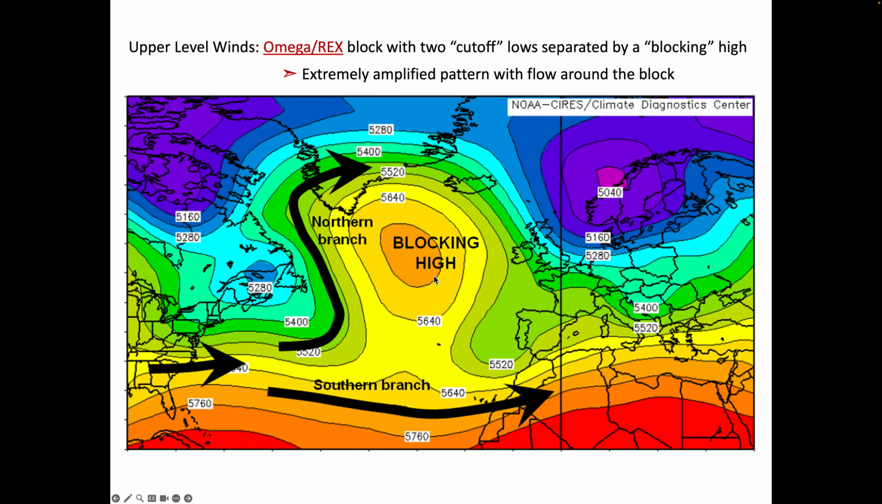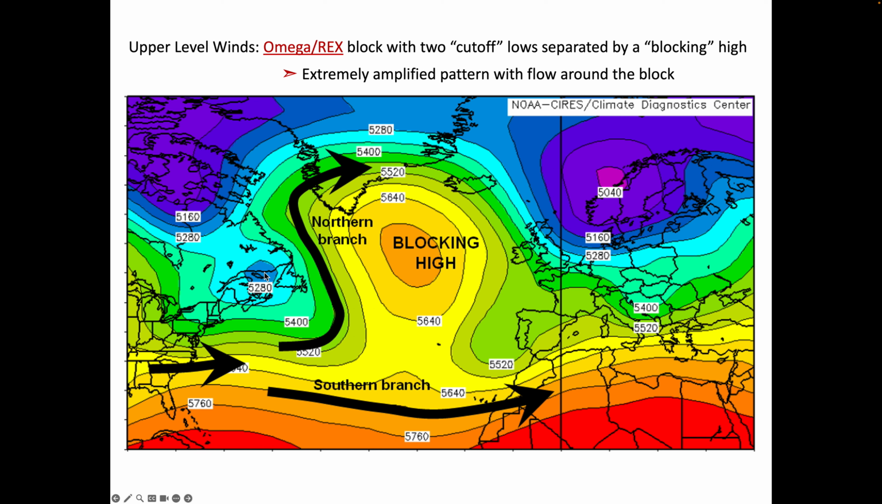And so they act like rocks in a stream, big boulders in a stream. What happens is the atmospheric circulation just flows around them. So when you've got cutoff lows and blocking highs, what you'll see is this very amplified meridional pattern where the flow just moves around these blocks.